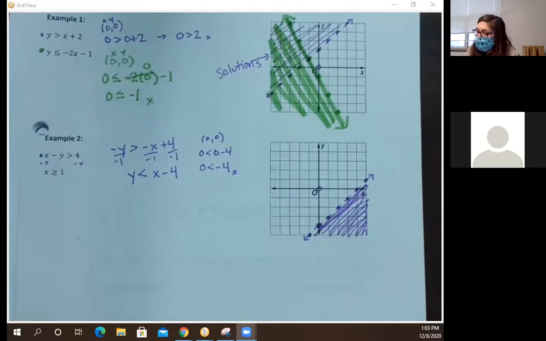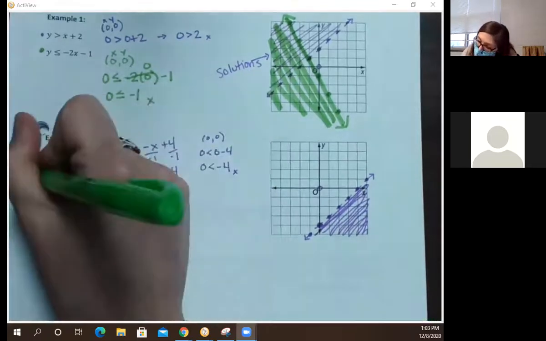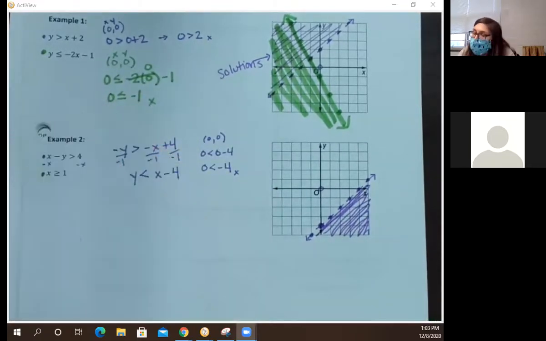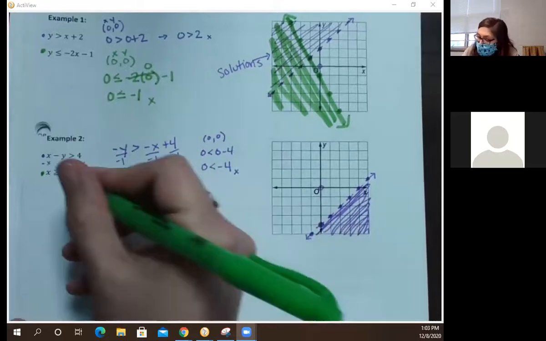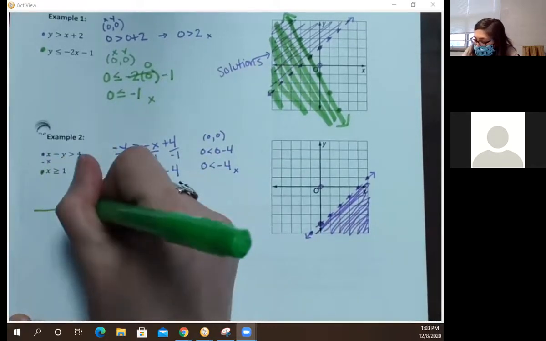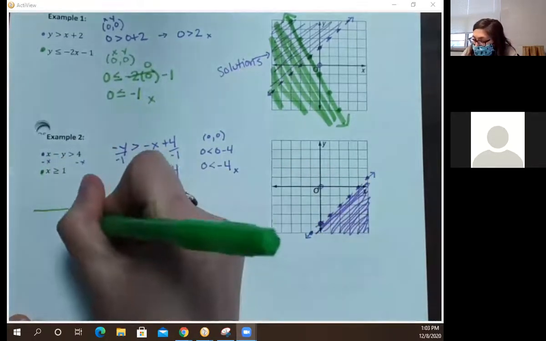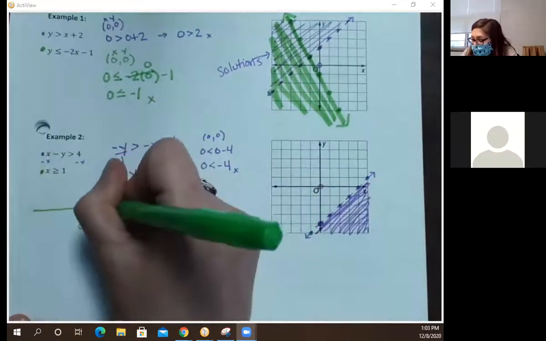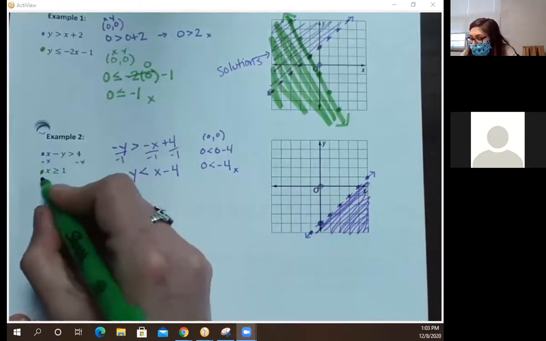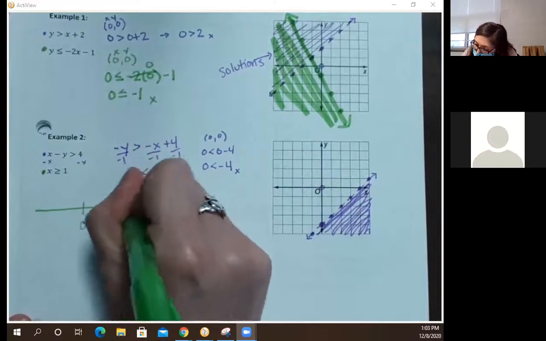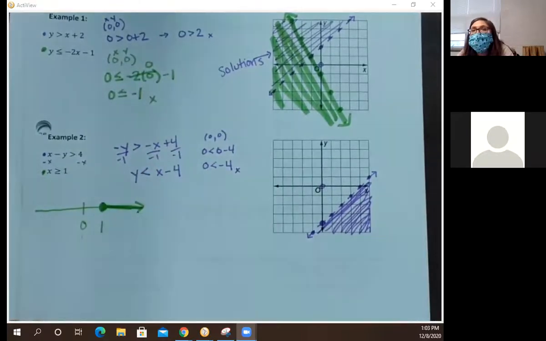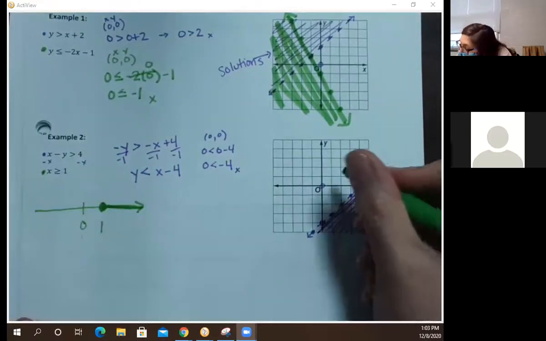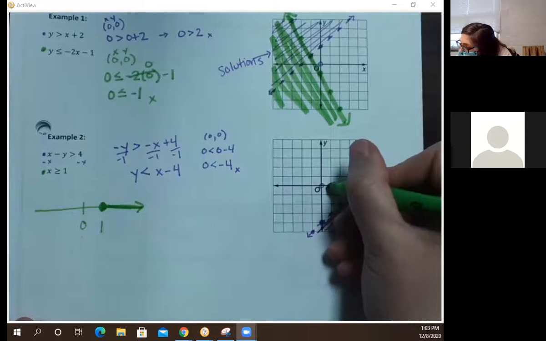Now for my other inequality, we don't have a y here. This is just talking about x values. So if we were on a number line and we saw x is greater than or equal to 1, we would go to 1, put a filled in circle because it could be equal to, and then we would shade everything bigger than 1. Since we're on a coordinate plane, we're still going to go to where x is 1.